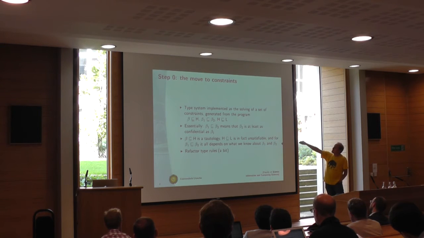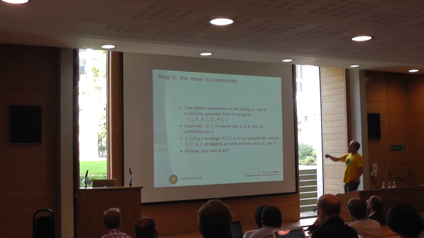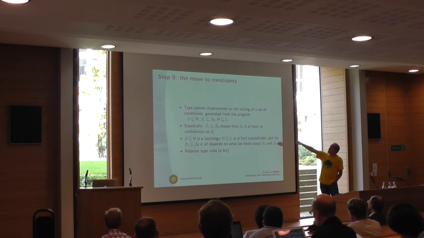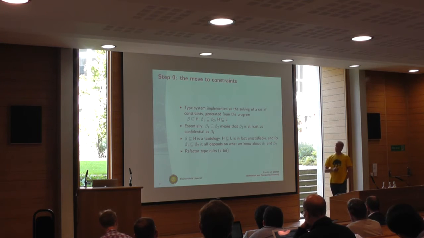Another one says that H is below L. This is not allowed. So this signifies an inconsistency, and the alarm bells start ringing. Some of these constraints simply say that I am at least as confidential as you, and most of the constraints are of this kind. This just propagates confidentiality. Of course, we can only verify whether we satisfy this or not when we know something more about beta 1 and beta 2, and this is exactly what the fixed point iteration aims to discover.